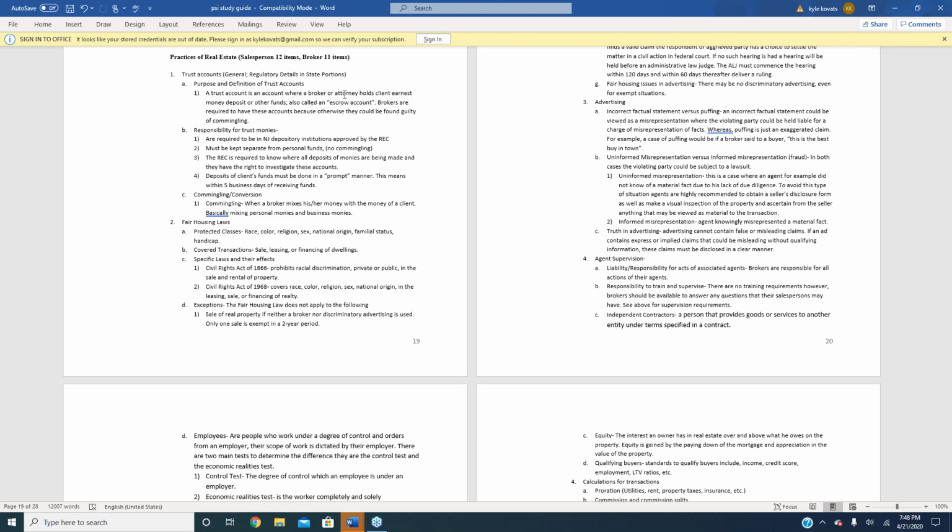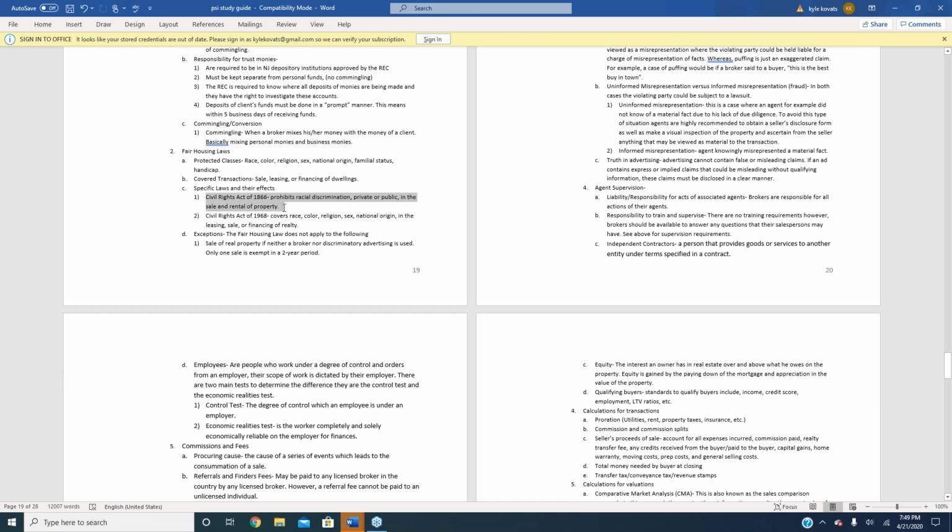That's not allowed. Now, where would you have to have these trust accounts? The Real Estate Commission does regulate these, and they must be located in New Jersey at Real Estate Commission approved banks. They have to be deposited within 5 business days. We talked about that. All clients' money's got to be deposited within 5 business days.